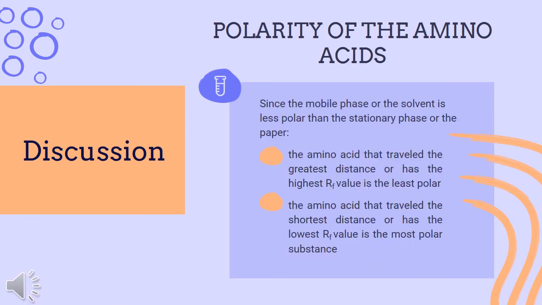The difference in RF values of these amino acids can be attributed to their varying structures, which also determine their polarity or affinity to the mobile or stationary phase. Since the mobile phase or the solvent is less polar than the stationary phase or the paper, the amino acid that traveled the greatest distance or has the highest RF value is the least polar, while the amino acid that traveled the shortest distance or has the lowest RF value is the most polar substance.